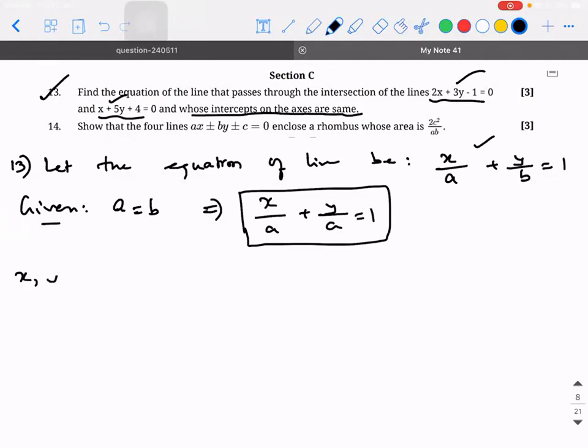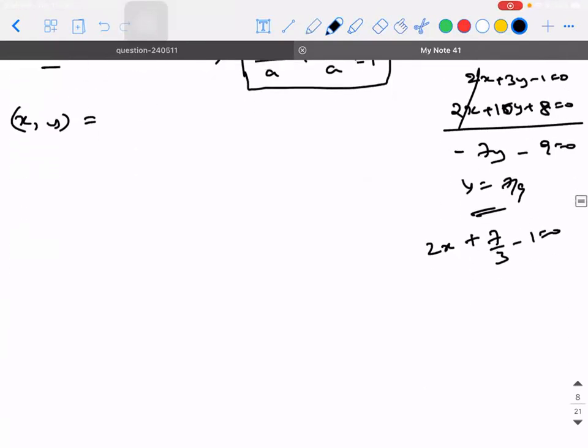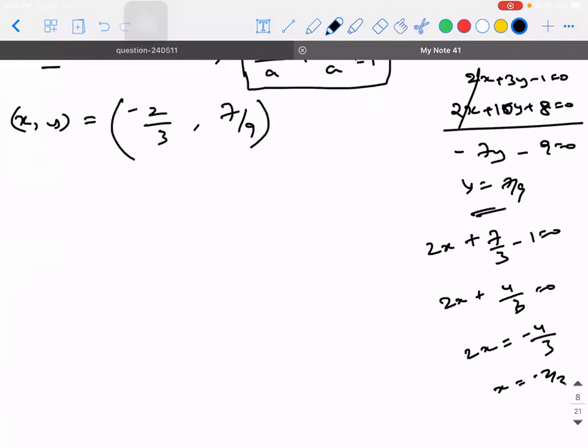Can you tell me what is x and y? Try to solve it, right, sir? Still didn't solve. So 2x plus 10y plus 8. Cancel. 7y minus 7y minus. So y is equal to 7 by 9. So when y is 7 by 9, 2x plus 7 by 3 minus 1 is equal to 0. So 2x plus 4 by 3 is equal to 0. So 2x is equal to minus 4 by 3, x is equal to minus 2 by 3. So it is minus 2 by 3, comma 7 by 9.